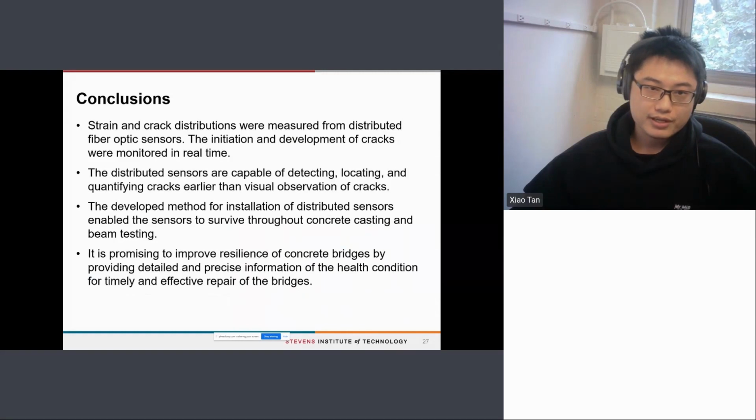Based on the above investigations, the following conclusions can be drawn. Strains and crack distributions were measured from distributed sensors. The initiation and the development of cracks were monitored in real time. The distributed sensors are capable of detecting, locating, and quantifying cracks earlier than visual inspection of the cracks. The developed method for the installation of distributed sensors enabled the sensor to survive throughout the concrete casting and beam testing process. It is promising to improve the resilience of concrete bridges by providing detailed and precise information of the health condition for time-effective repair of the bridges.